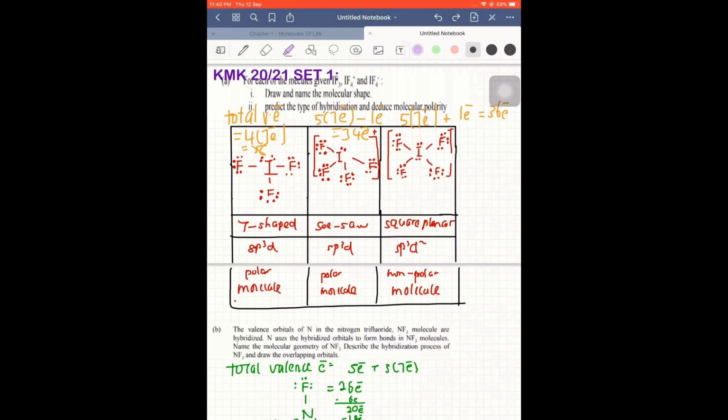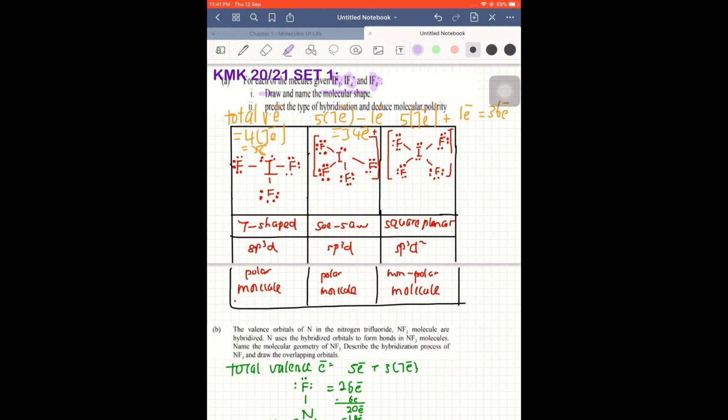Okay, this part we will discuss the KMK 20/21 set 1. So the first question: draw and name the molecular shape. The compounds given are IF3, IF4 plus and IF4 minus. For the molecular shape, we need to start from the Lewis structure first.